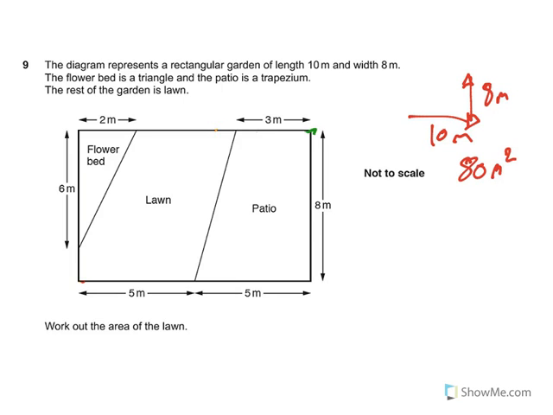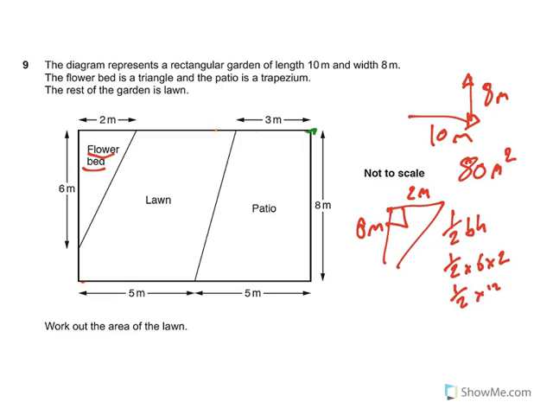Then if we looked at the flower bed over here, it's a triangle, a right angled triangle, which is important, 2 metres by 6 metres. That would literally be half base times height for a triangle, which is half times 6 times 2, and half times 12 equals 6. So the area of the triangle is 6.